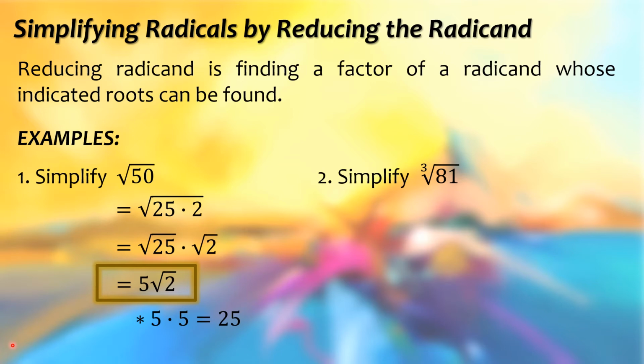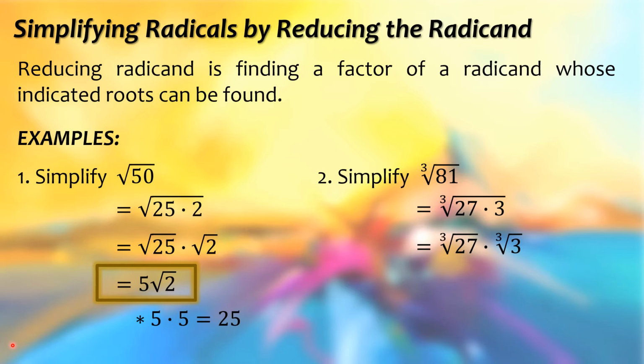So, kailangan nating isipin ulit ano yung dalawang factors na kapag minultiply ay 81 pero dapat yung isang factor ay perfect cube. Or kapag minultiply natin ng tatlong beses, iyon ay given perfect cube. So, that is cube root of 27 times 3. Pwede rin nating isulat na cube root of 27 times cube root of 3.